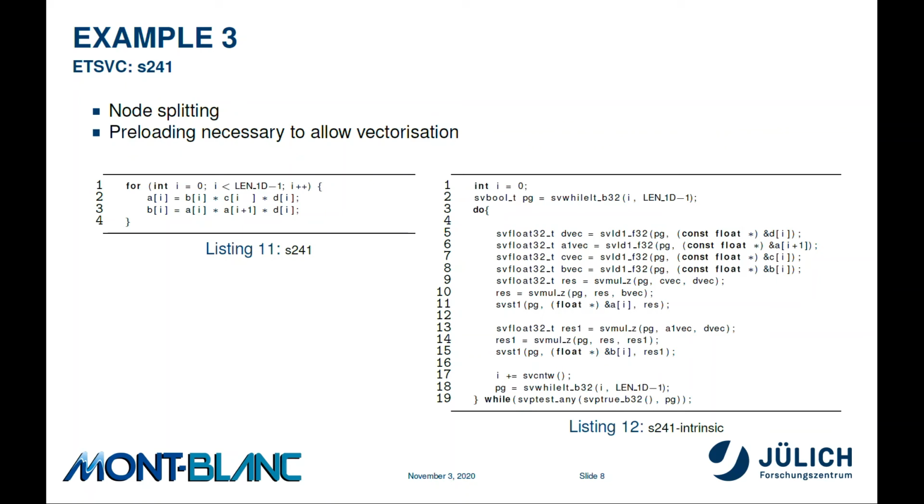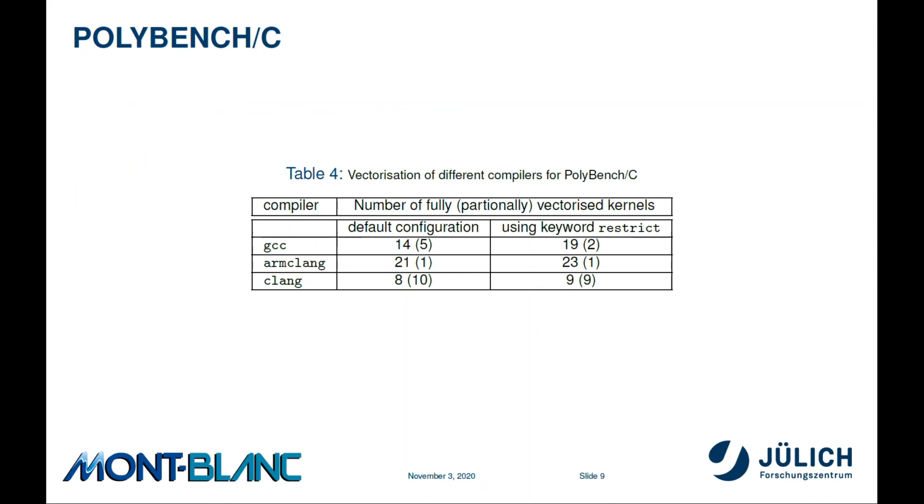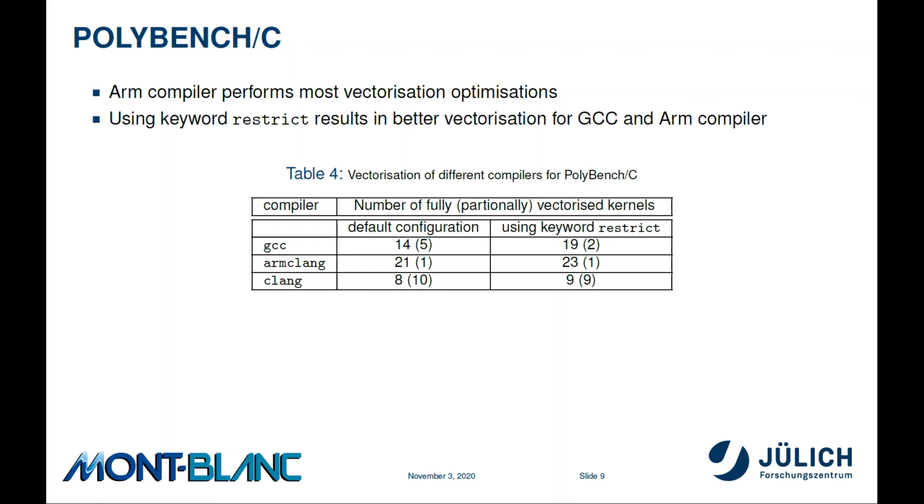Next, we look at the results for the Polybench C benchmark suite. In table 4, we show the number of fully and partially vectorized kernels. In the middle column, we see the results for the default configuration, and in the right column, results where arrays are declared using the keyword restrict. We see that similarly to TSVC, the ARM compiler performs most vectorization optimizations, followed by GCC and Clang. For GCC and the ARM compiler, using the keyword restrict increases the number of vectorized kernels.